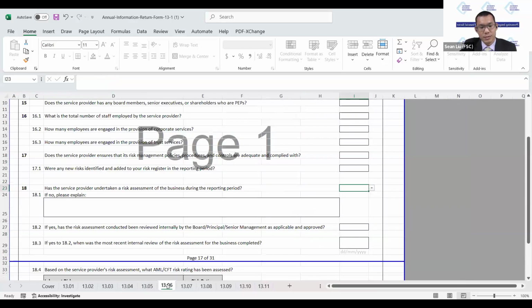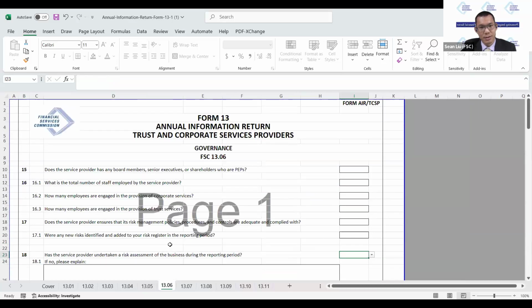Moving on to sheet 1306. This talks about governance matters revolving around your entities. So we will ask questions such as if you have any board members, executives, or shareholders who are PEPs. Of course, PEPs meaning politically exposed persons. Total number of staff employed by you guys, how many engage in corporate services, how many engage in the provision of trust services.